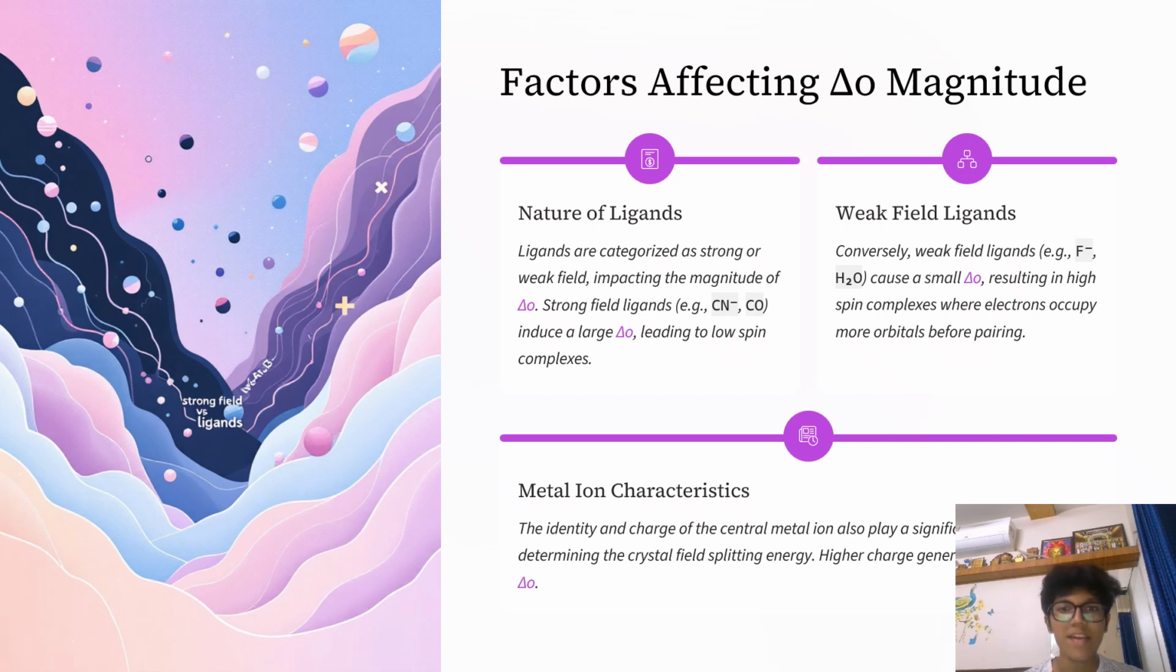Factors affecting magnitude: nature of ligands. Ligands are categorized as strong and weak field, impacting the magnitude of splitting. Weak field ligands are the complete opposite of strong field ligands. They cause a small delta naught, resulting in high spin complexes where electrons occupy more orbitals before pairing.